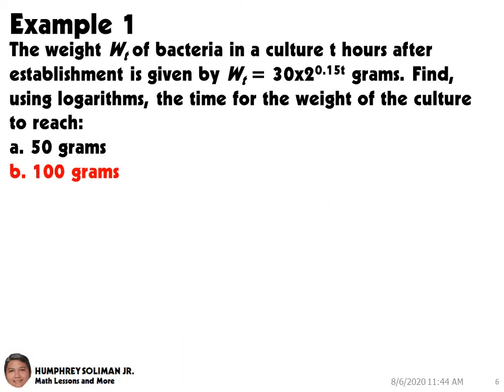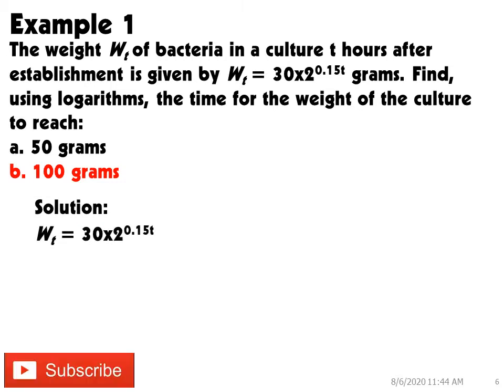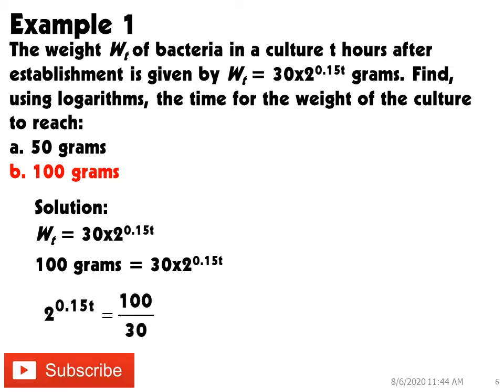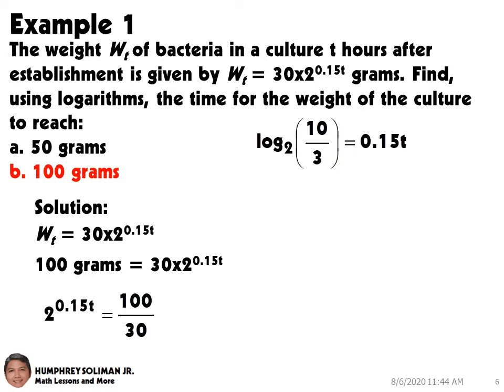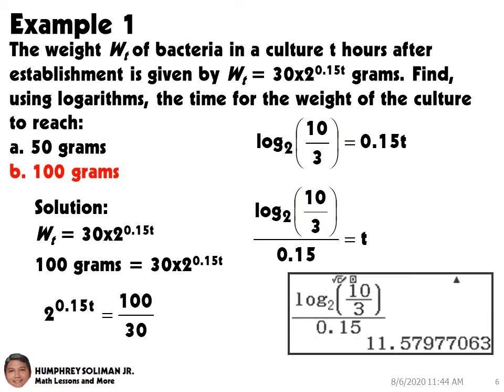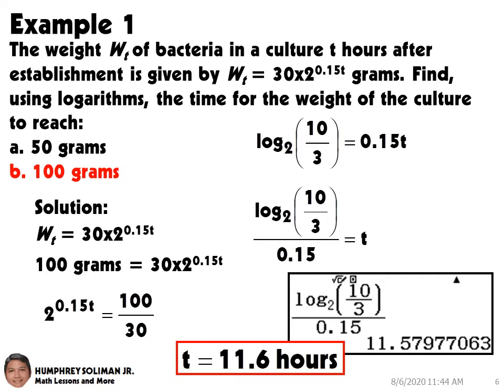Now, the solution for letter B starts with the given equation for the weight. Then, we substitute the 100 grams for Wt. Next, we write the equivalent logarithmic equation. Next, we solve for the time. Next, we use a calculator to solve for the variable t. Now we have t equals 11.6 hours.